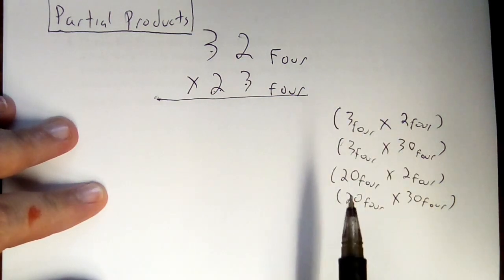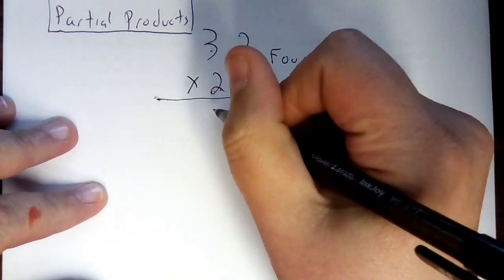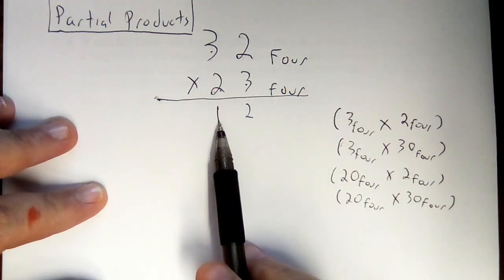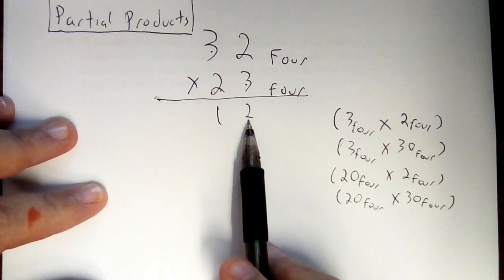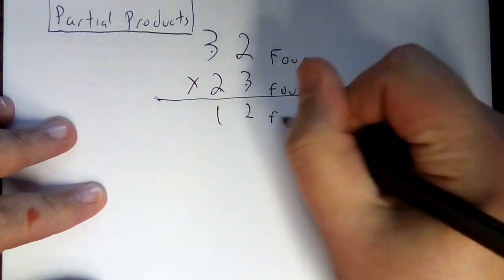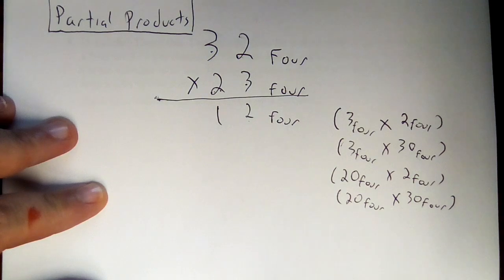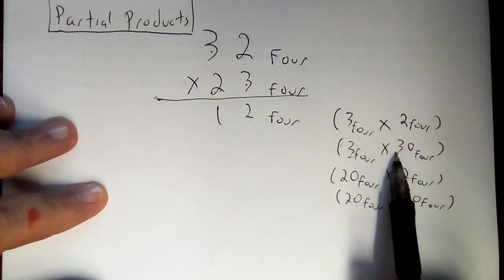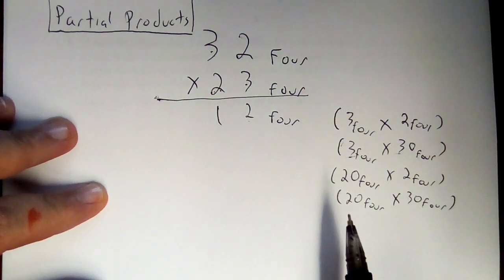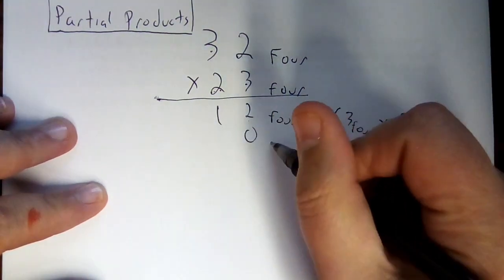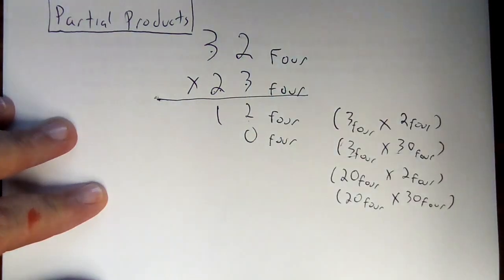3 times 2, we know that that's 6, but in base 4, we would write 6 as 1, 2, because 6 is one group of 4 plus 2 groups of 1s. 4 things plus 2 things makes 6 things. For the next partial product, we're multiplying something in the 1's place by something in the 4's place. We'll be in the 4's place, or in other words, we'll have a 0 in the 1's place.